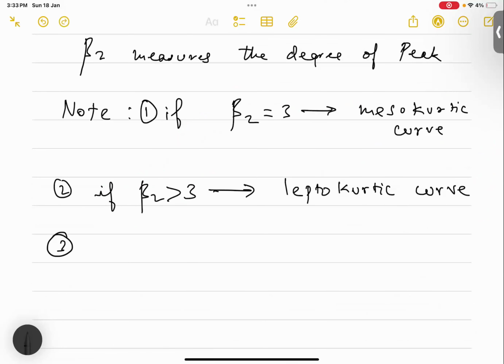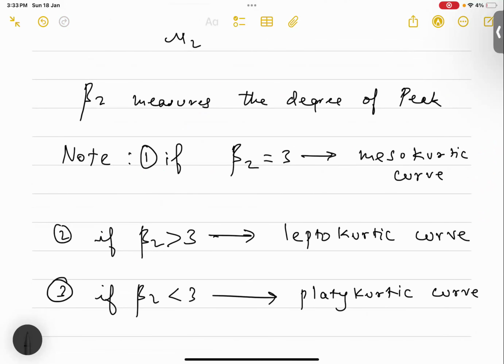And the last one, if beta 2 is lesser than 3, it is a platycurtic curve. Please copy this.